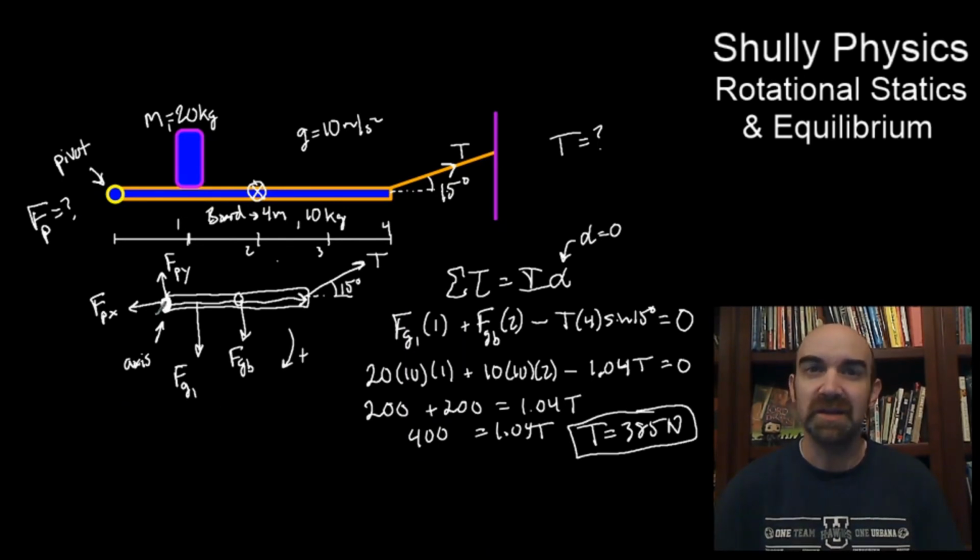Now we got this pivot again. We got a point here that had no torque. So let's apply Newton's second law.